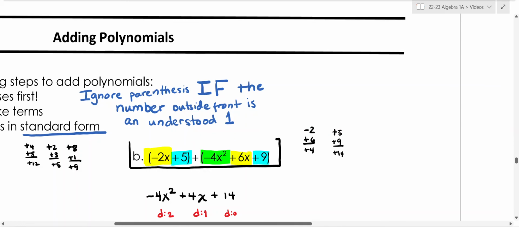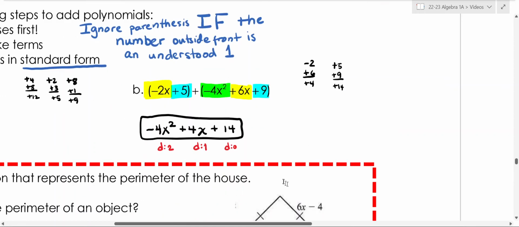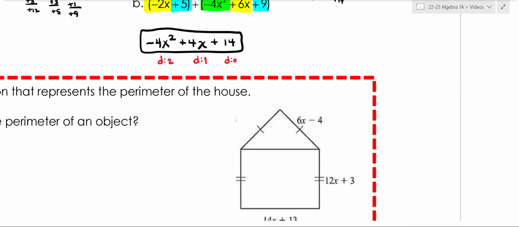So it's already in standard form, and I'm not sure why I circled it, but it's already in standard form. My bad. I was distracted. All right, this one is already in standard form. Sorry, it happens.